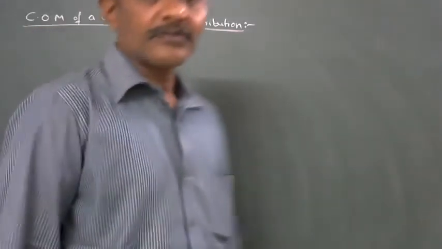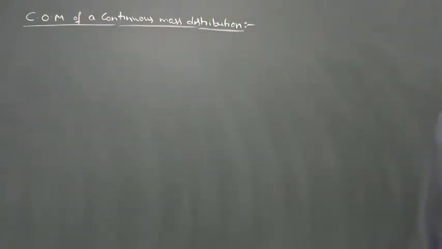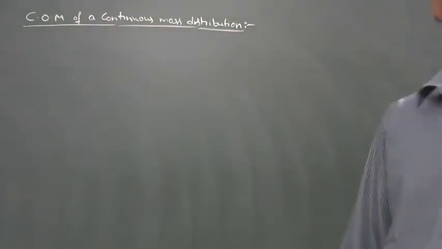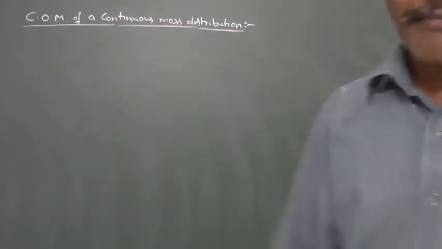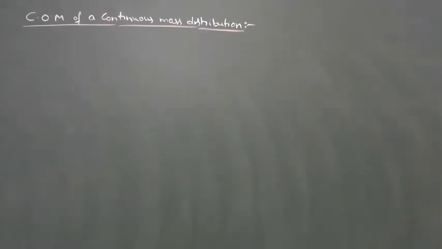For a particle system, the coordinates of the center of mass are given by sigma m_i r_i bar, where i runs from 1 to n, divided by sigma m_i, where i runs from 1 to n. In the case of a continuous mass distribution, the center of mass can be located by replacing the summation sign, that is the sigma sign, with an integral sign.